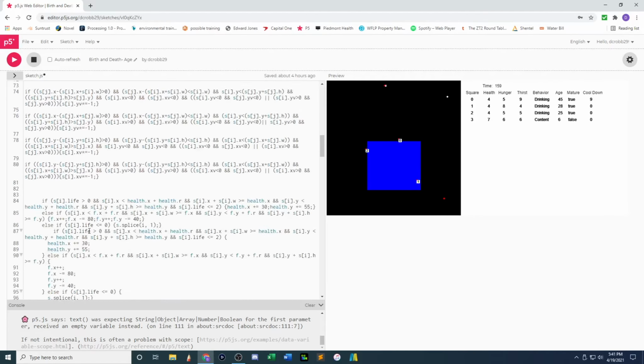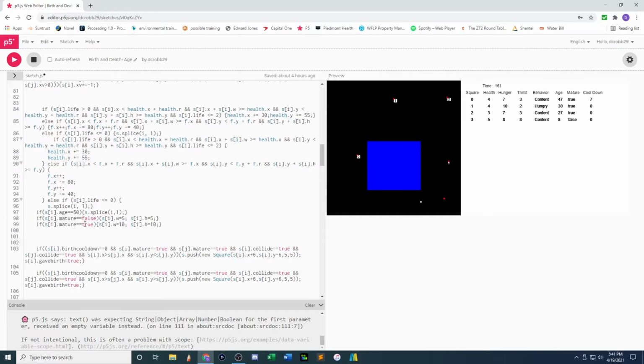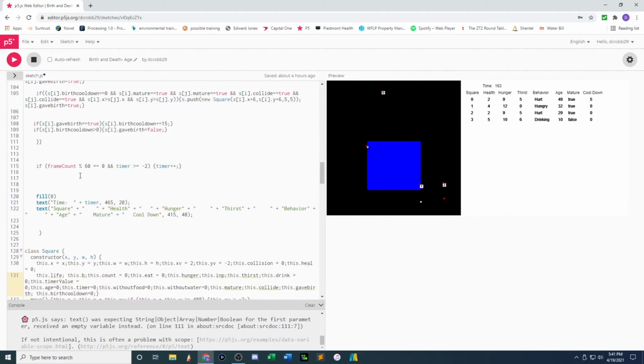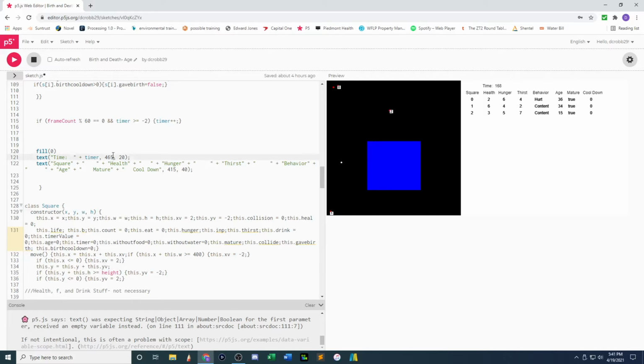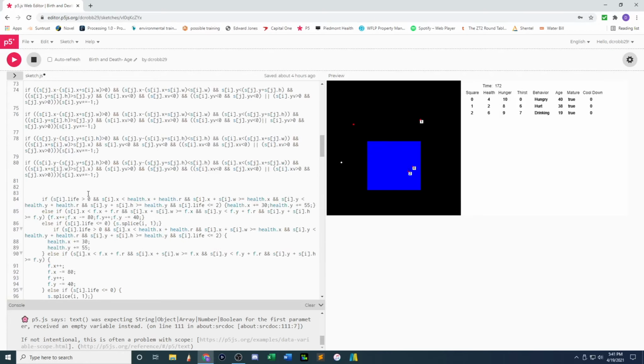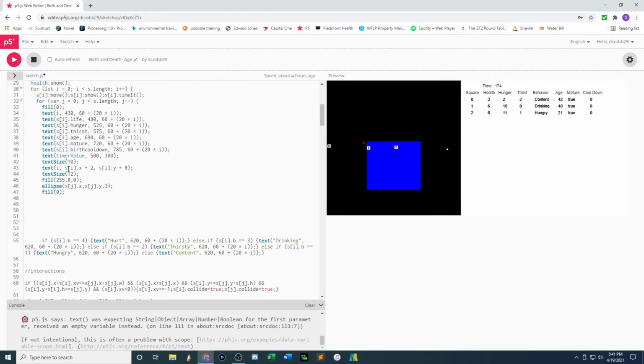Let's change that because I do want to talk a little bit more. Mature. I need to tidy this daggone code. Where did I define maturity?